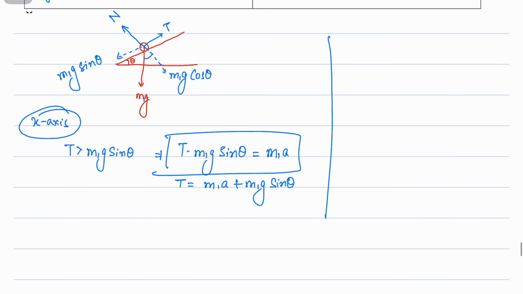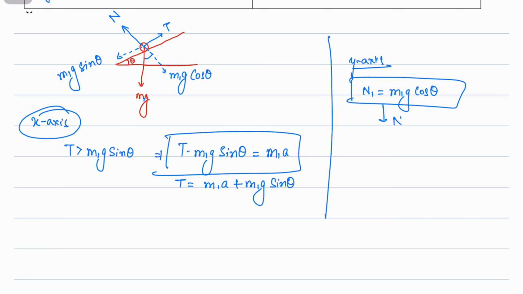Now the y-axis. The y-axis is easy. Along the y-axis, what will you observe? N1, or you can just say N, equals M1G cosine theta. Clear? Guys, in these types of questions there is no use of N. Why? No friction. In case of friction, we use the N. Clear here? First equation is clear.